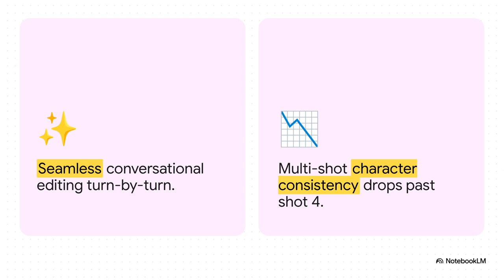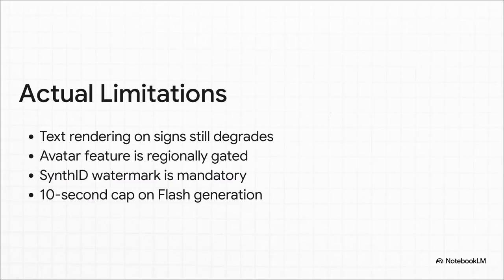Google touts this seamless conversational editing, right? But out in the real world, testers found that multi-shot consistency drops off a cliff past the 4-shot, meaning you currently need to plan your productions in small chunks of 3 to keep your characters and environments perfectly consistent. So you're definitely going to face some specific friction today. For example, text rendering on signs still degrades pretty fast. Pro tip, just avoid putting text in your prompts for now. Also, flash generation clips are hard capped at 10 seconds right now to widen access, and powerful tools like the avatar feature have some heavy regional and age gating restrictions.